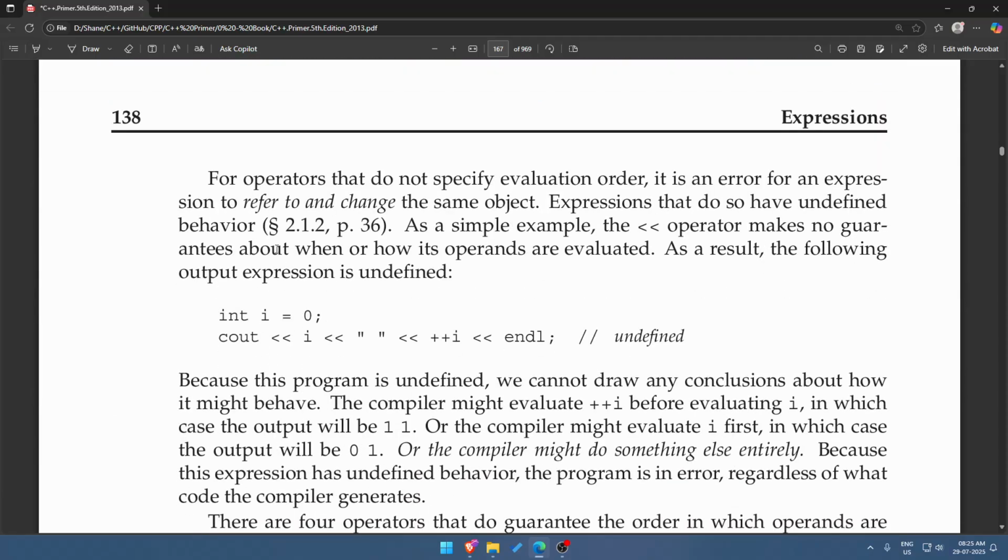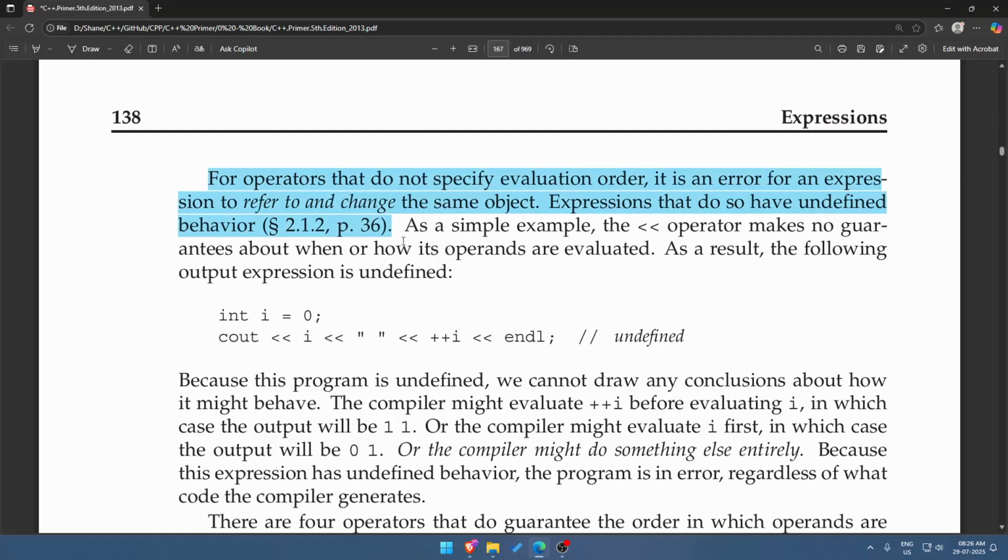Okay. For operators that do not specify evaluation order, it is an error for an expression to refer to and change the same object. Expressions that do so have undefined behavior. As an example, for operators that do not specify evaluation order, it is an error for an expression to refer to and change the same object. Expressions that do so have undefined behavior.